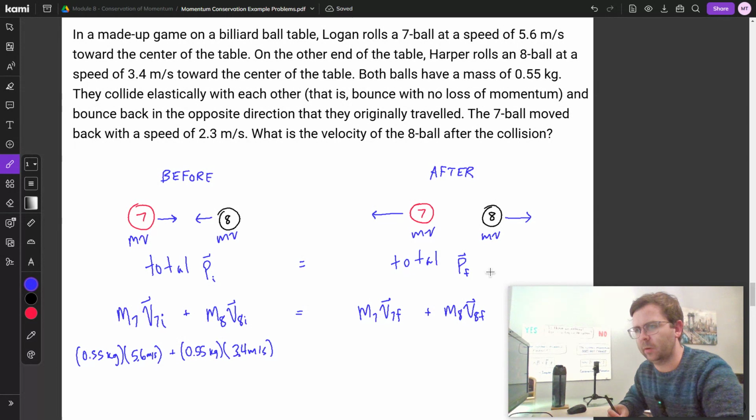Okay, but I'm going to pause here because I need to say one of them is in the opposite direction. This is the most easy mistake that you can make when you're doing these kind of problems. You need to specify which one is moving in the positive direction, which one is moving in the negative direction. The way that I've drawn my picture here, the 8 ball is moving to the left, and so I'm going to put a negative sign in front of this 3.4 meters per second to say that it's moving to the left. All right, now I can continue.